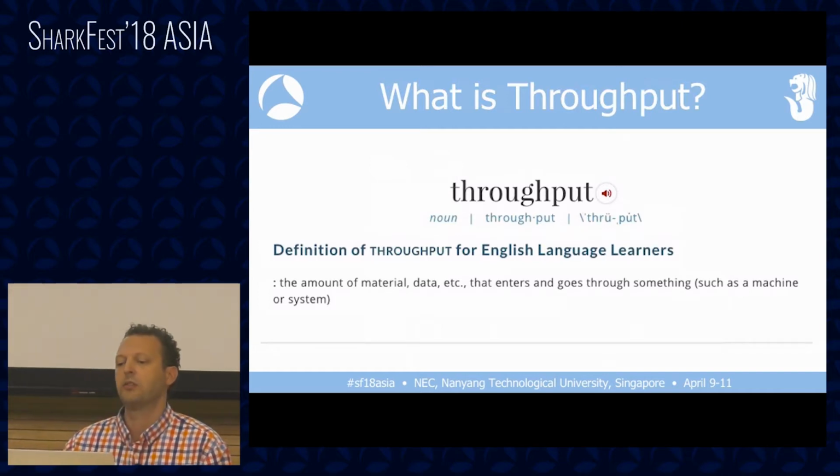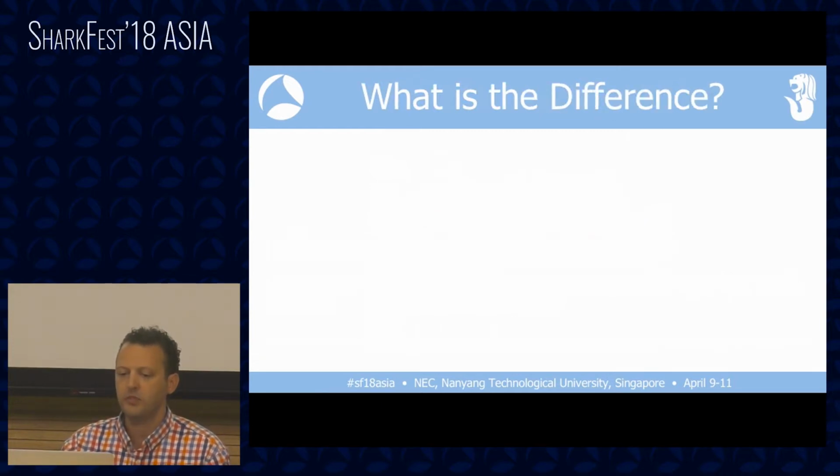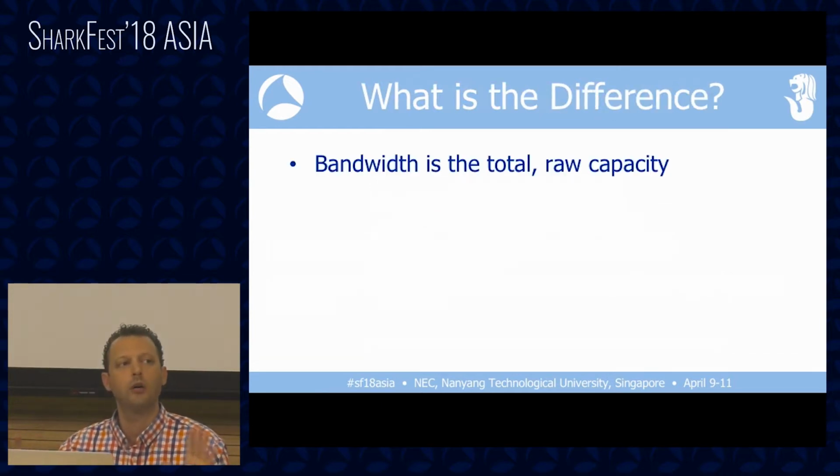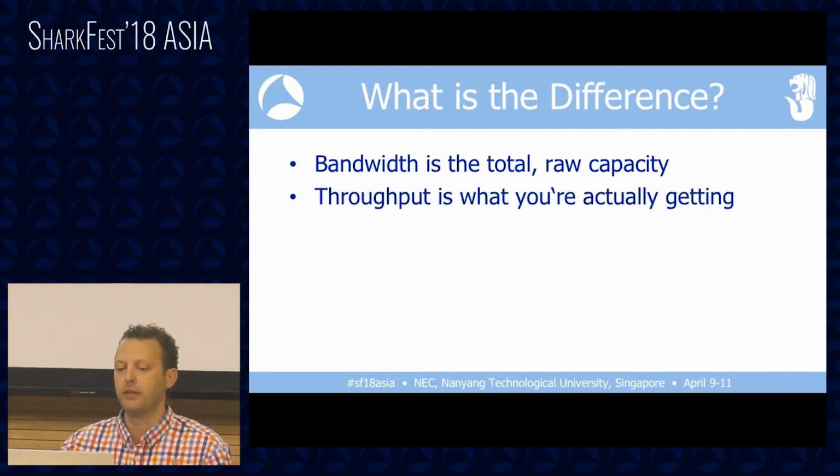You know, that's the question a lot of times: I'm paying for this much bandwidth and I'm only getting this. Is it a capacity problem? Is it something else? So we're going to work through that so you can maybe help yourself figure out what's going on. So what's the difference? Bandwidth is total raw capacity, and throughput is what you're actually getting within that system.